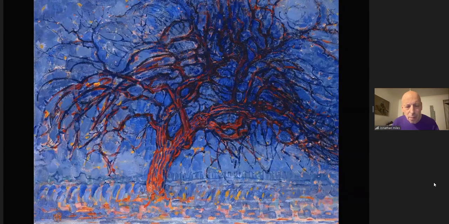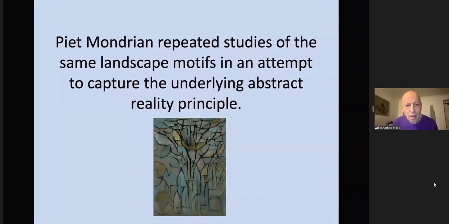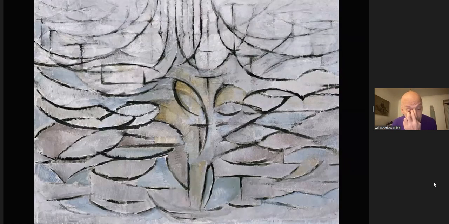This is Mondrian, Piet Mondrian. Did a lot of studies of trees. Piet Mondrian repeated studies of the same landscape motifs in an attempt to capture the underlying abstract reality principle. That's the difference between Monet, which is more or less the surface effects of light, whereas Mondrian is much more Platonic, much more the idea of the inner structure, the inner workings of the natural order. So he goes in search of the abstract principles that underlie appearance.